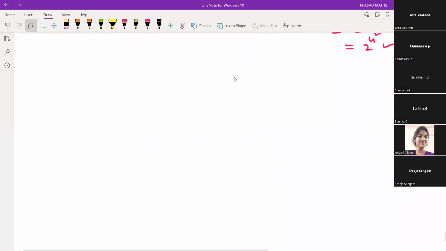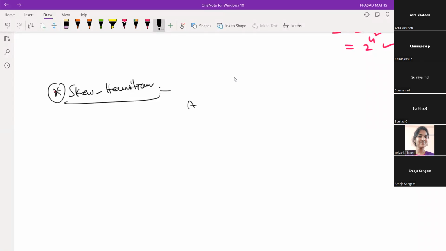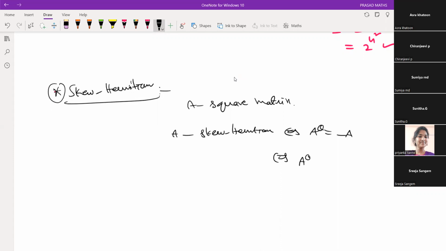Okay, next. Now you can take this: Skew Hermitian. Skew Hermitian means you start with a square matrix A. A is Skew Hermitian if and only if A bar theta is equal to minus A. That means the transpose of the conjugate of A is equal to minus A. That is, the ijth entry of the conjugate of the transpose is equal to the ijth entry of minus A. This is true for every i, j. That means the ijth entry of the transpose is the jith entry.